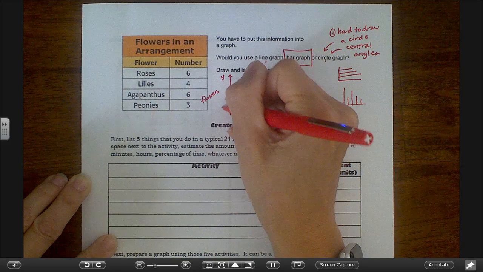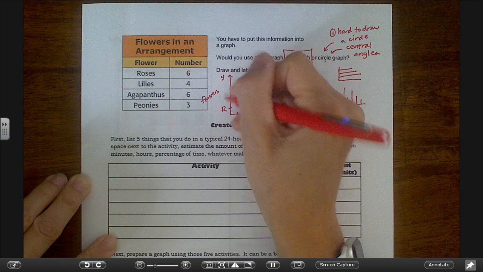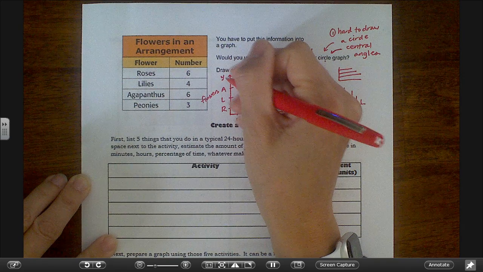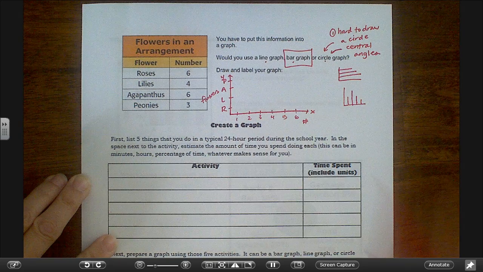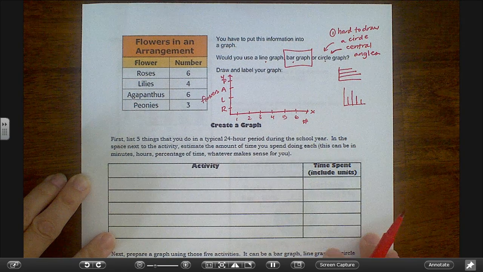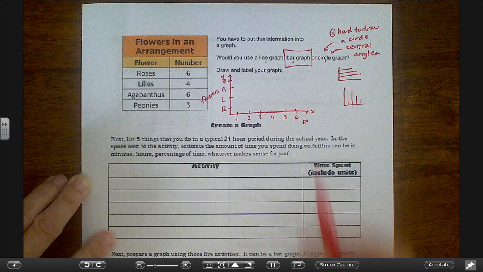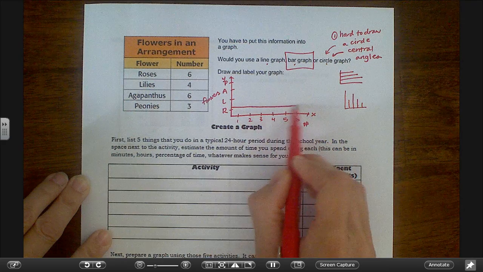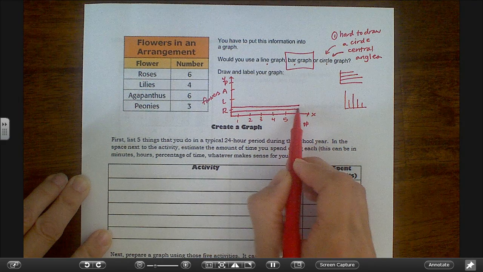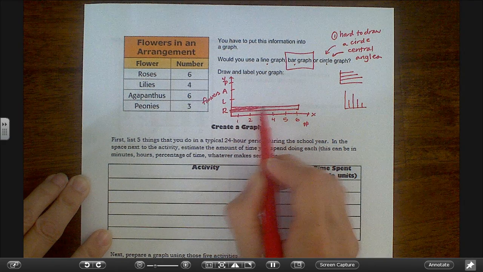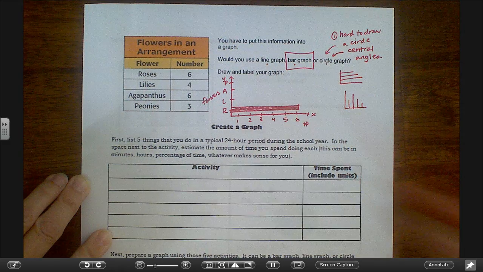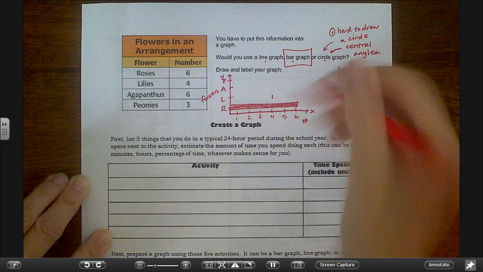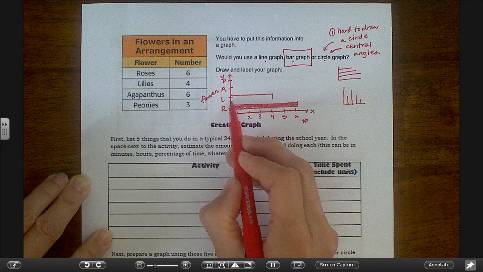So we will go with roses, lilies, agapanthus, and peonies. And if any of you are horticulture experts and I am pronouncing that wrong, please email me and let me know. All right, so I have 6 roses. I'm going to draw a line out here, and that should actually stop at 6, not a little beyond 6. Sorry about that. I have 4 lilies, so I'm going to draw a bar out to here for lilies.